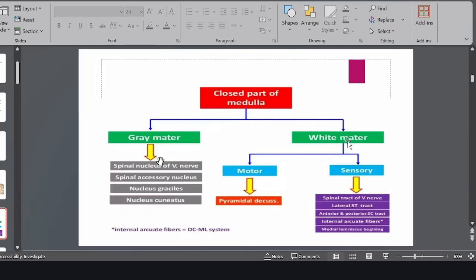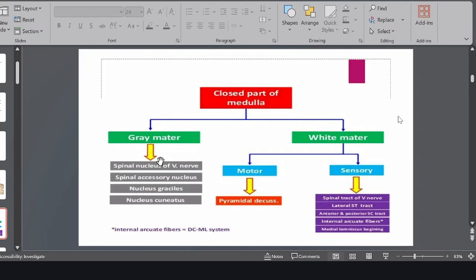Then the white matter, we have motor and sensory. When you talk about the motor and sensory, it is what takes information from the peripheral nervous system to the central nervous system for interpretation. Then after interpretation in the central nervous system, the motor nervous system now takes the interpretation back to the body to be acted upon. Let me repeat myself.